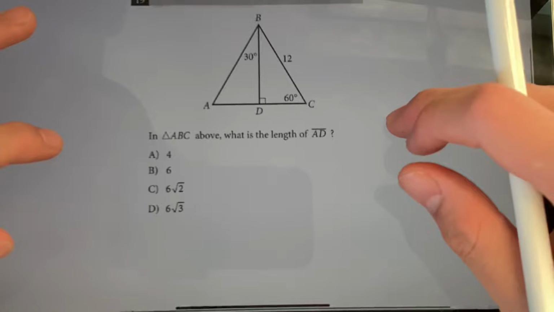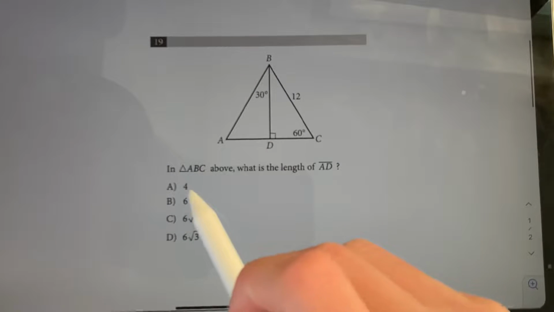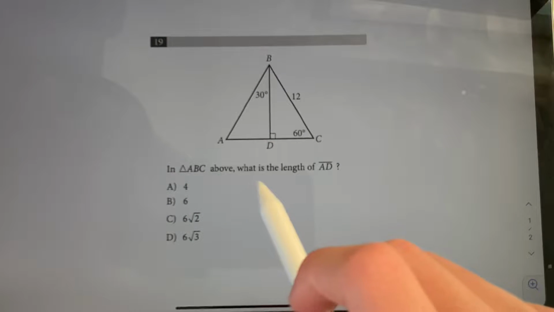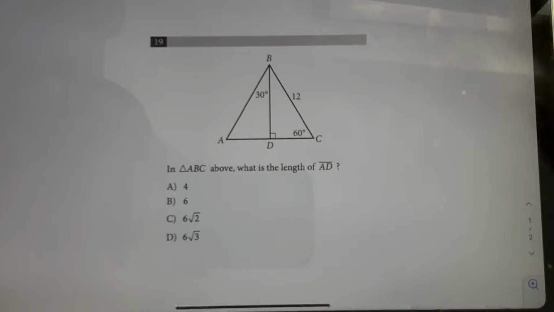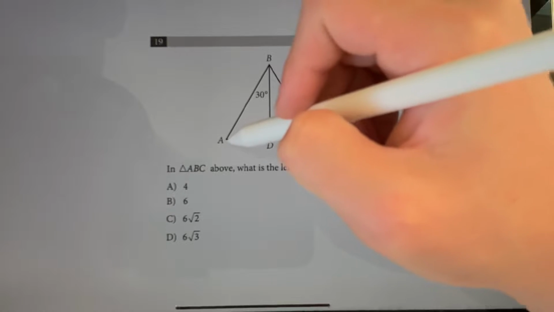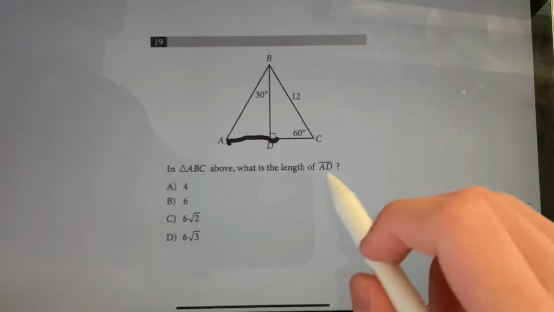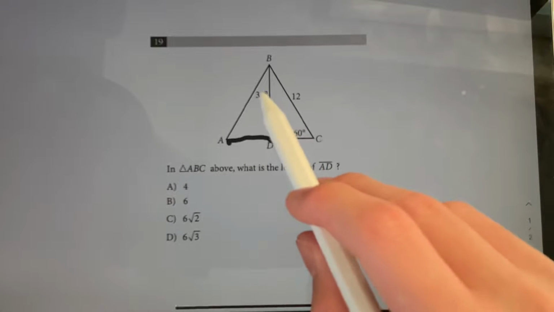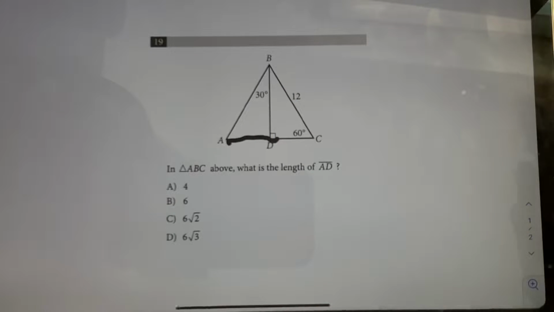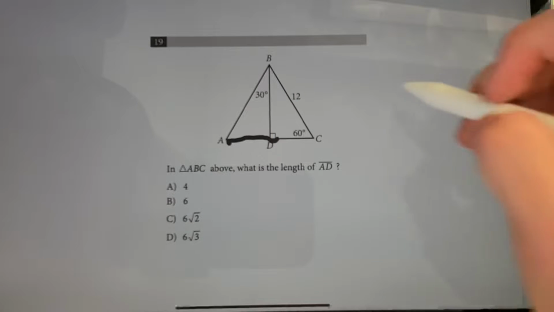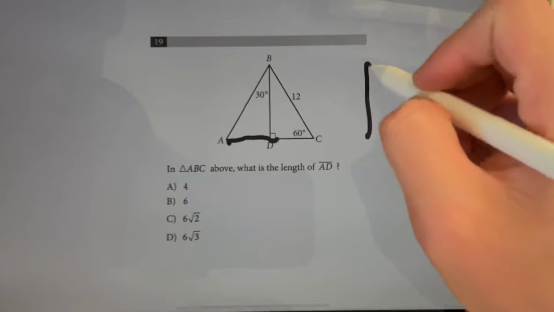Now moving on, question 19, right there. In triangle ABC above, what is the measure of AD, which is this segment right here, which I'll highlight in a darker color. So basically, in order to find this, I see that we have 30, 60, and 90. So immediately, this makes me think of a 30, 60, 90 triangle, which I'll draw right here.